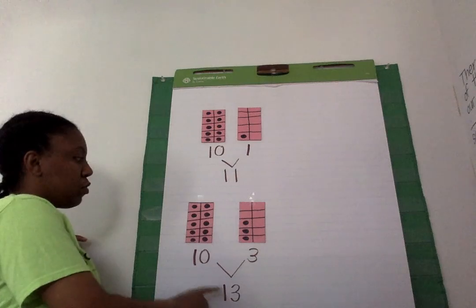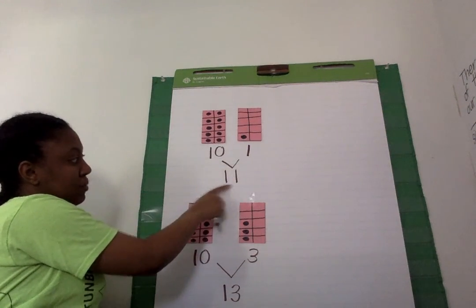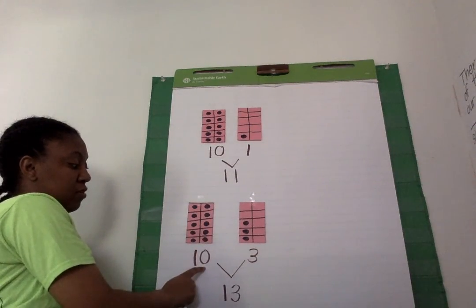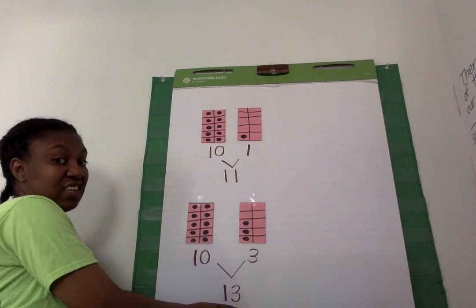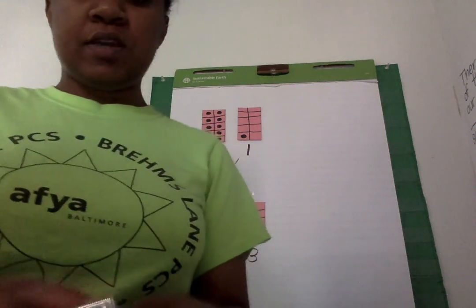Wow, do you see that, guys? We just made a whole pattern. 10 and 1, you drop the 0, it's 11. 10 and 3, you drop the 0, and you get 13. That's pretty neat. Let's see if we can continue.